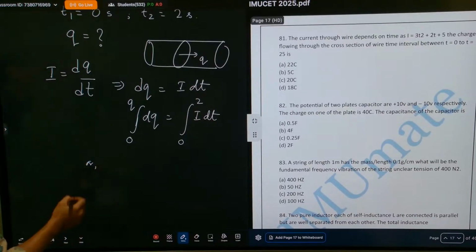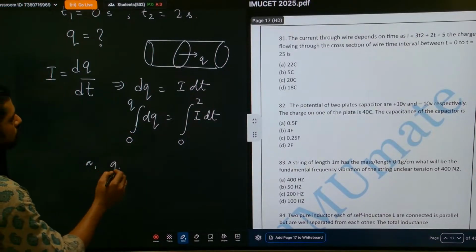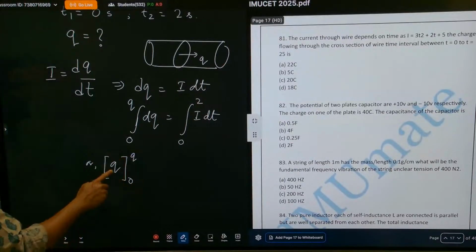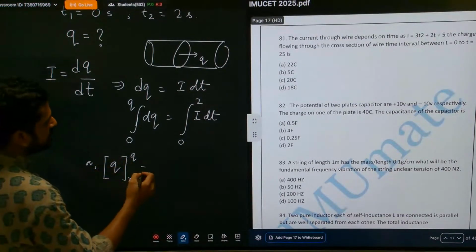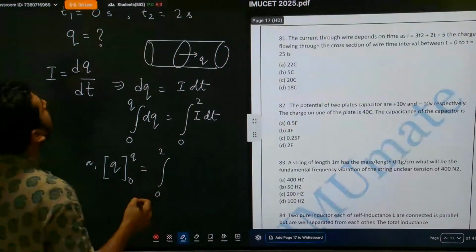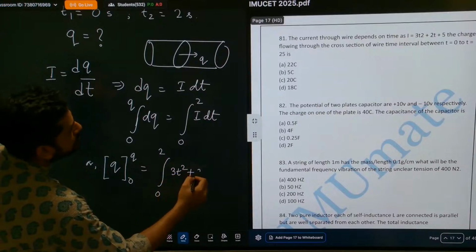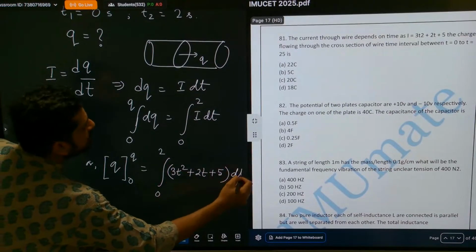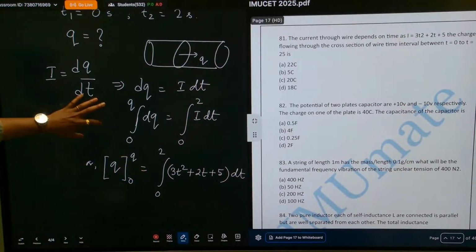What is the integration of dq? Only q. Limit 0 to q. It doesn't matter, this is arbitrary. This is fixed. Do not mix that up. What is the value of I? Yes, 3t square plus 2t plus 5, whole times dt. The dt part will get multiplied with all of them.